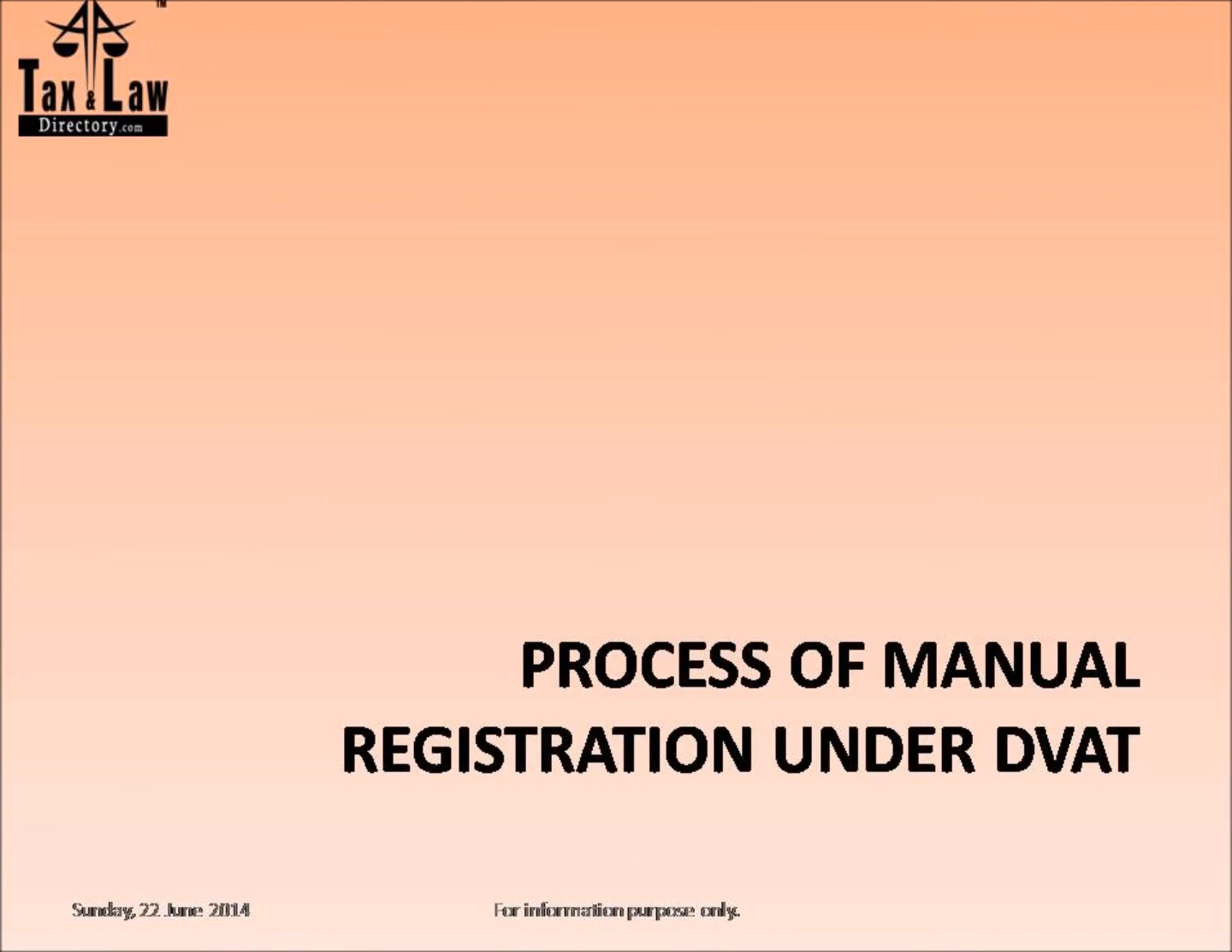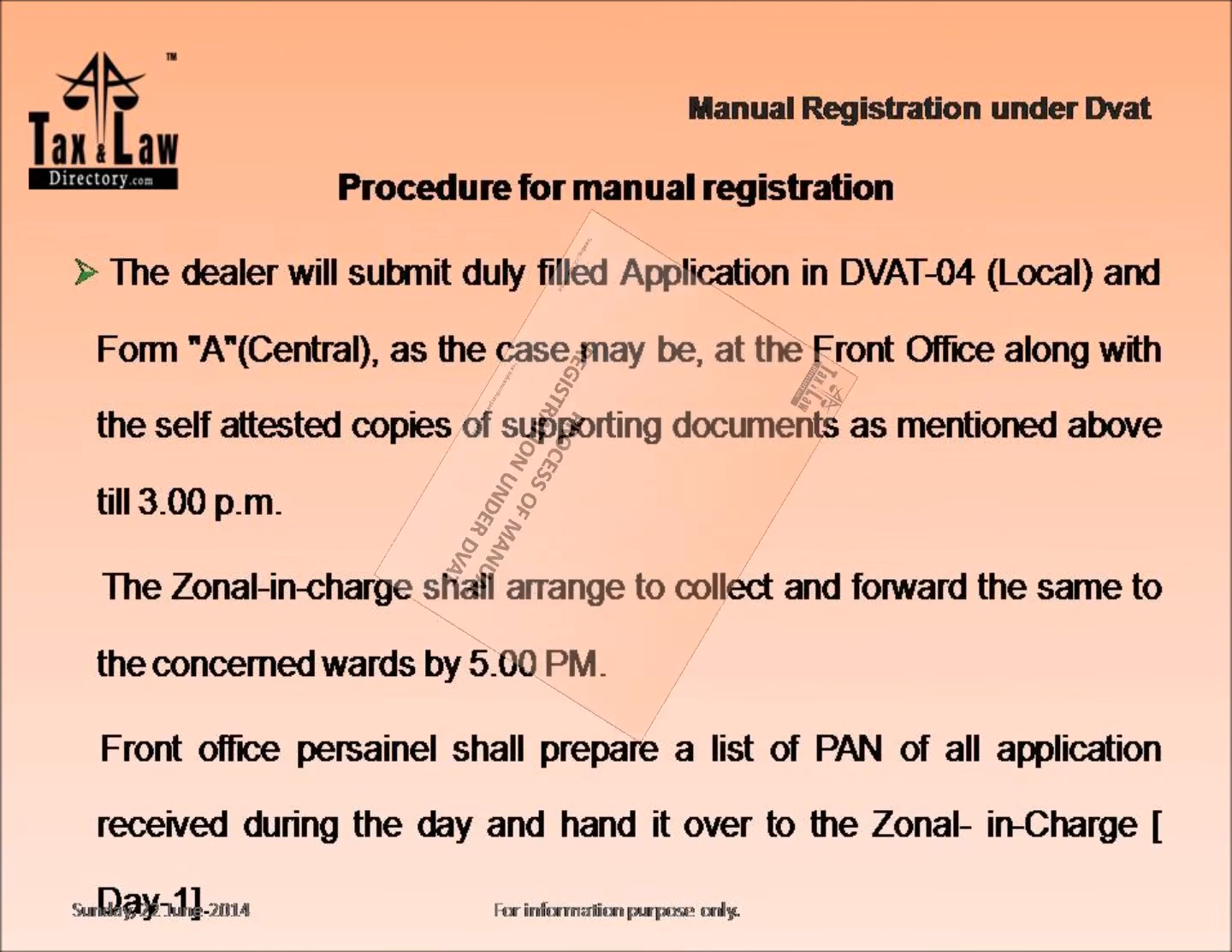Now let's discuss the process of manual registration under DVAT. Process of manual registration under DVAT. The dealer will submit duly filled application in DVAT 4 and Form A as the case may be at the front office along with the self-attested copy of supporting documents as mentioned above till 3 p.m.